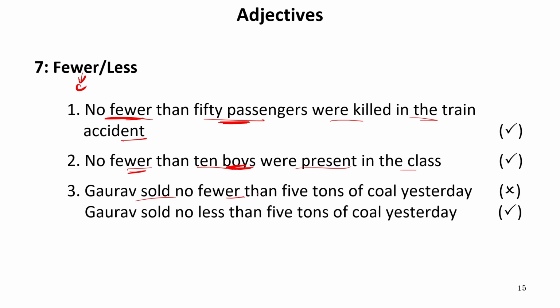Gaurav sold no fewer than 5 tons of coal yesterday. This is incorrect, because tons of coal is uncountable. It can be measured, it cannot be counted. Therefore, fewer is incorrect. It should be no less than 5 tons of coal. So this will be the correct sentence. Now let us move to the next one.